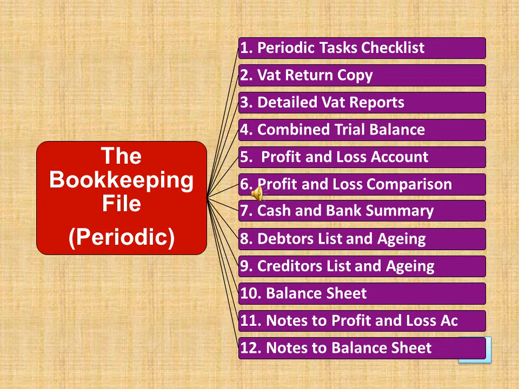8. Debtors list and aging. 9. Creditors list and aging. 10. Balance sheet. 11. Notes to profit and loss account. 12. Notes to balance sheet.